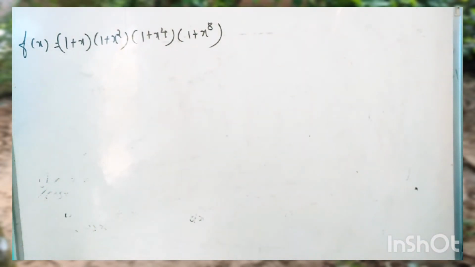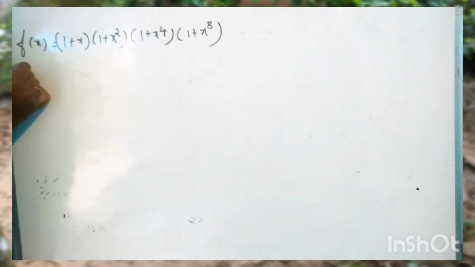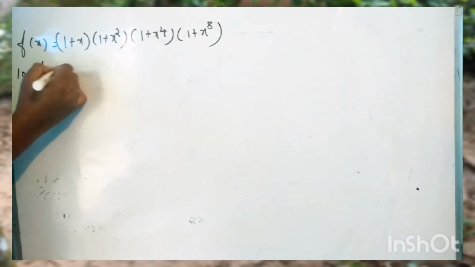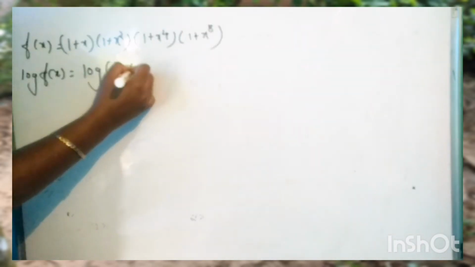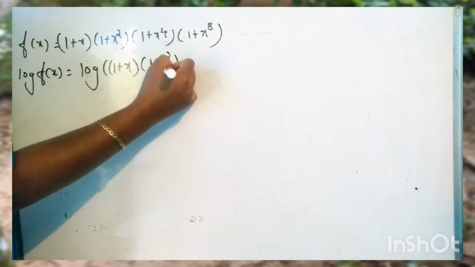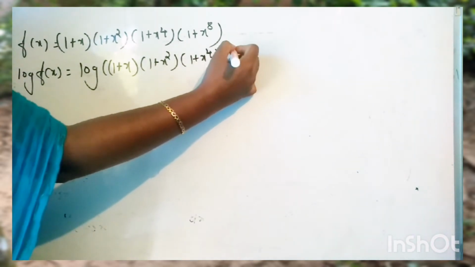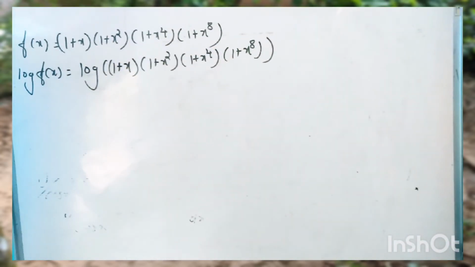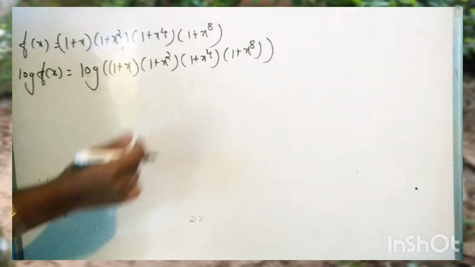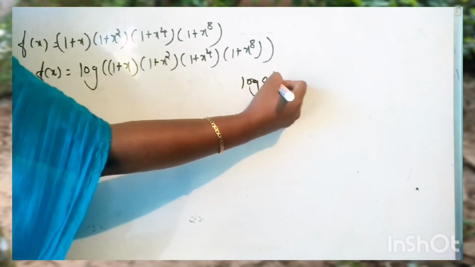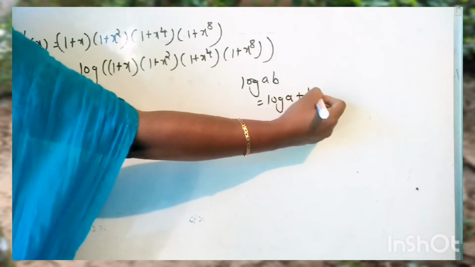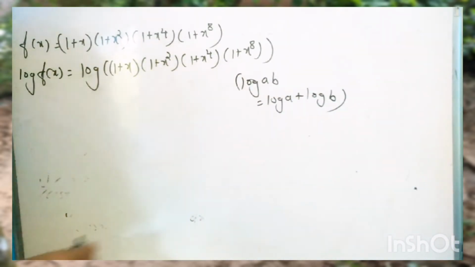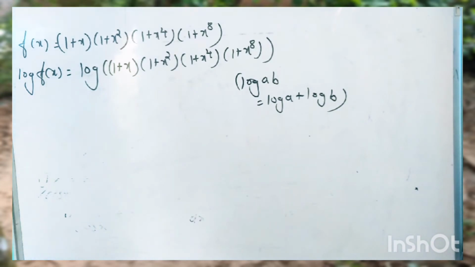After that we need to find out the value of the derivative at x is equal to 1. So what we will do is, we will take log on both sides. Then log f of x is equal to log of (1 plus x)(1 plus x square)(1 plus x raised to 4)(1 plus x raised to 8). Now the RHS is of the form log of AB. Log of AB is equal to log A plus log B.